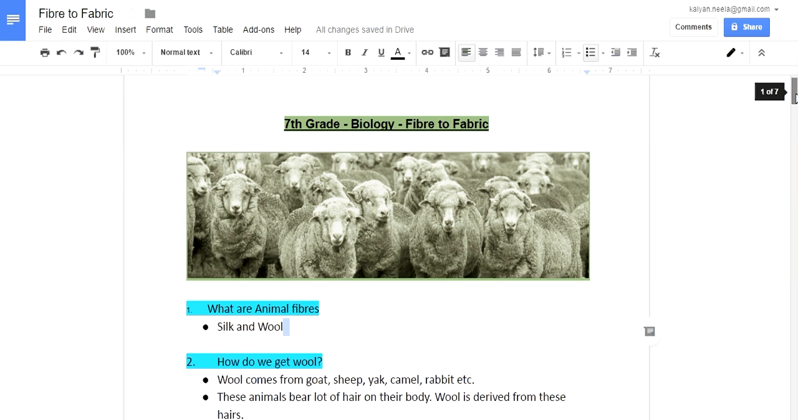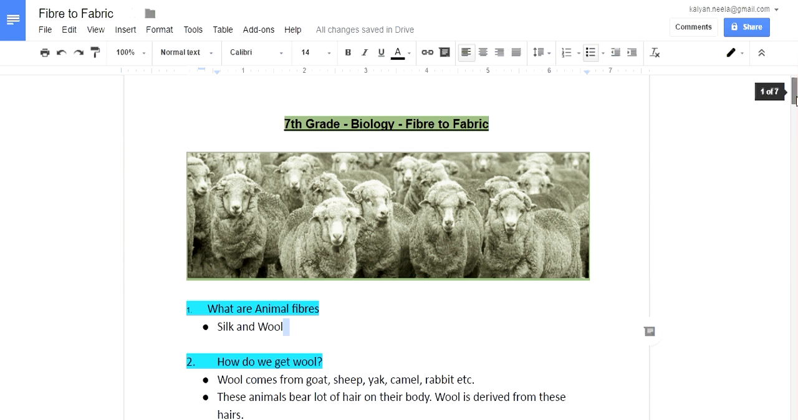We are done discussing plant fibers in our 6th grade. An example of plant fiber is cotton. I'm just doing a brief recap. Today we are concentrating on animal fibers, and the two important animal fibers are silk and wool.